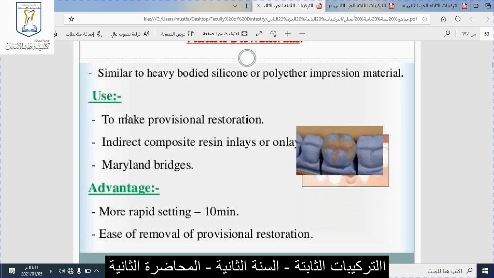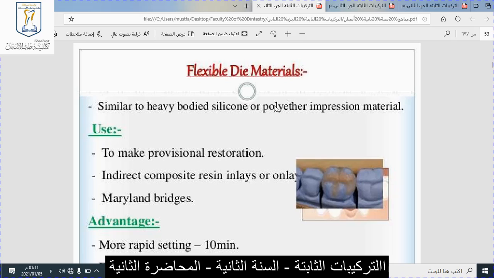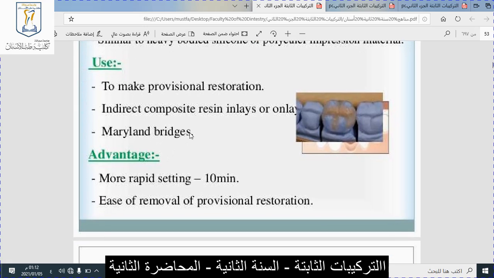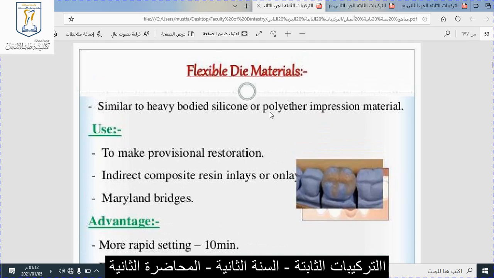It is used to make provisional restoration. You have to make provisional restoration if you have flexible dies from either silicone or polyethers. So you can make the die from silicone or polyether to make it easy to make provisional restoration, or indirect composite inlays or onlays. In that case, we have to take the die from either polyether or silicone body. Minor bridges can also be constructed on the die made from polyether and silicone.